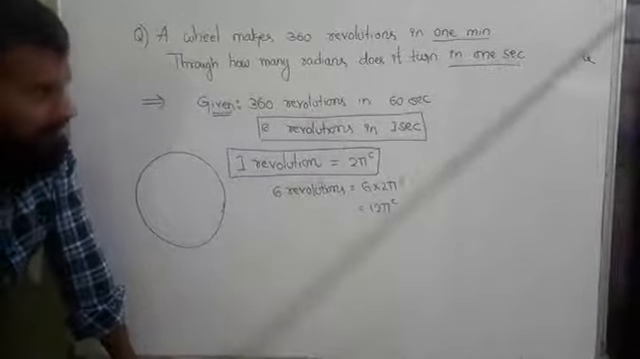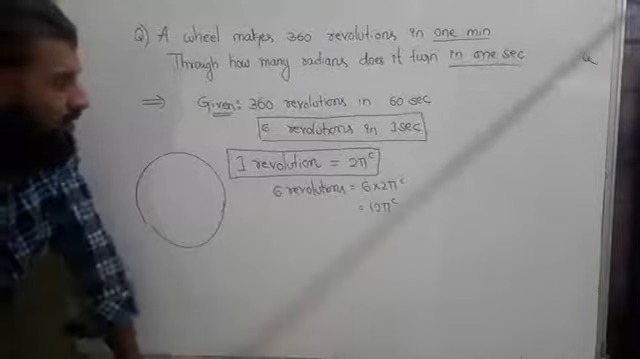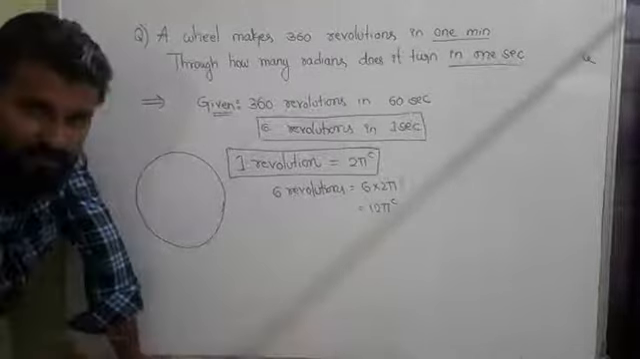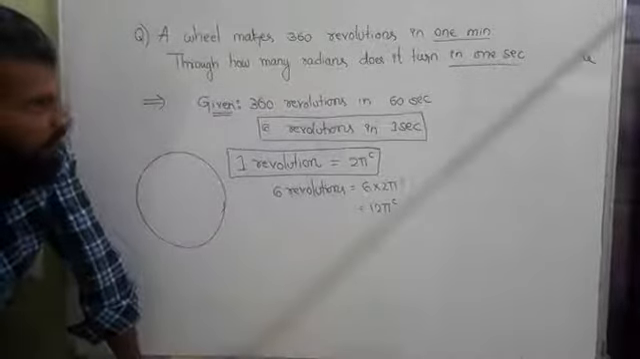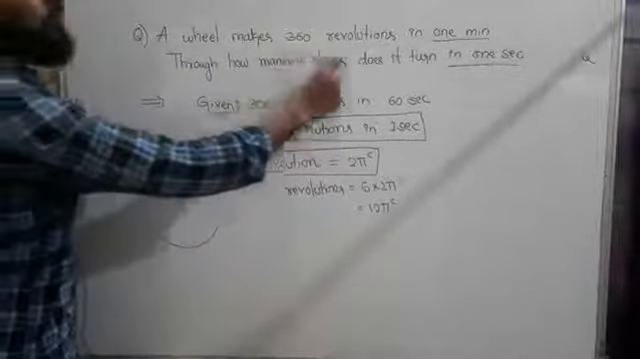Isn't it? In the exam they may ask you not 6 revolutions, they may ask 10 revolutions. You just need to multiply with 10. Yes or no? Yeah. Or they may say 360 revolutions in 2 minutes.